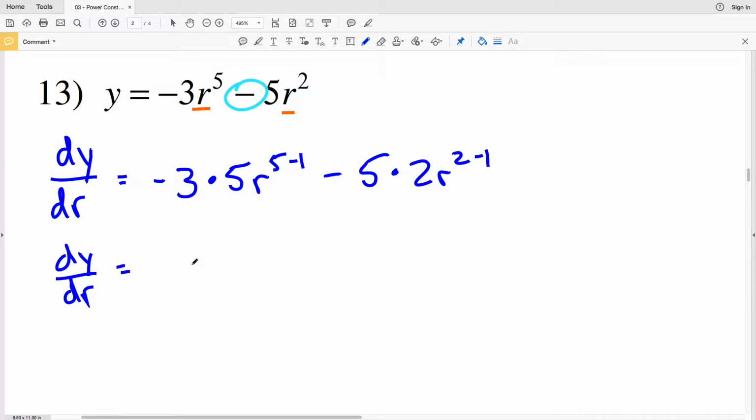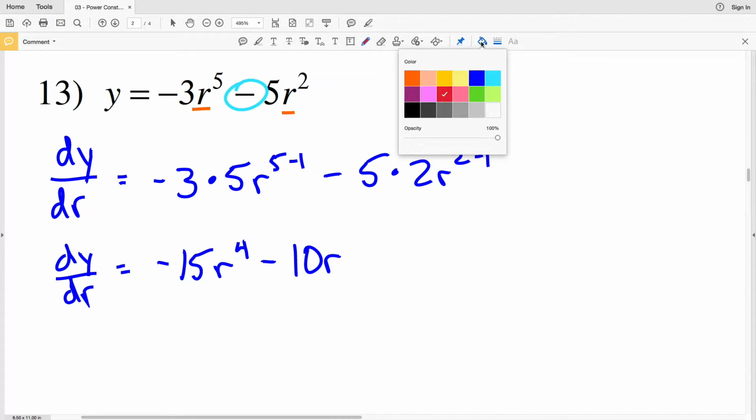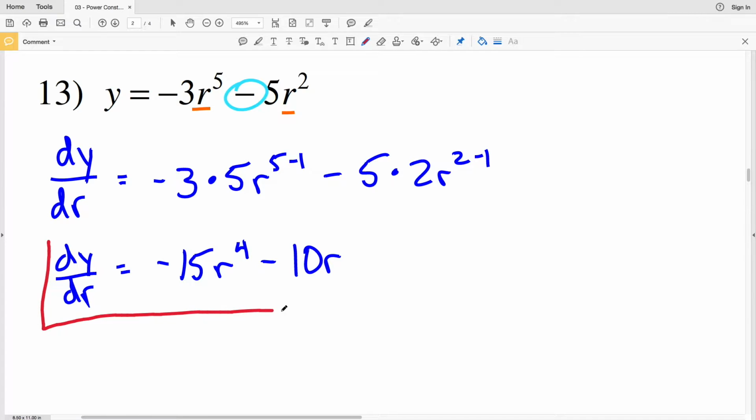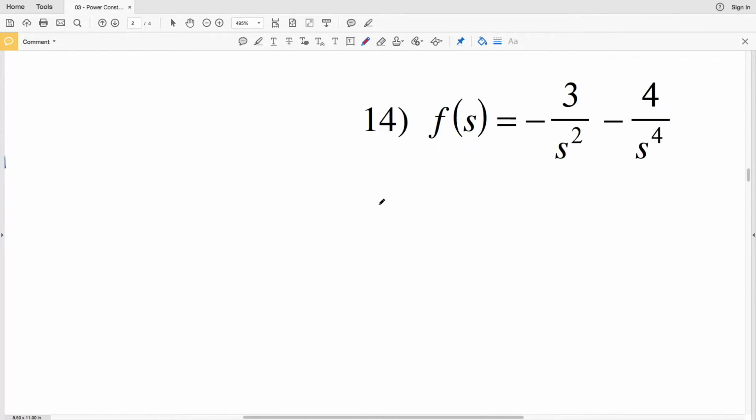equals negative 3 times 5, which is a negative 15, times r to the 5 minus 1, which is r to the 4th, minus 5 times 2, which is 10, times r to the 2 minus 1, which is r to the 1st, or simply r. So the derivative of y with respect to r, dy dr, equals negative 15 r to the 4th minus 10r. Now on to number 14.